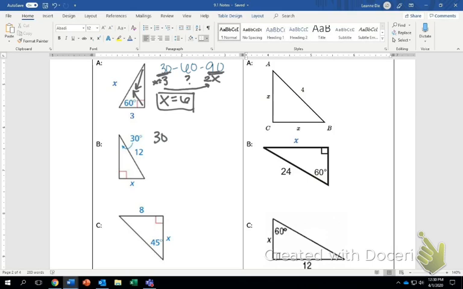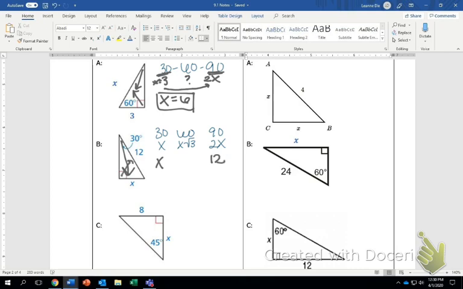All right, so we go to the next one, 30, 60, 90. Again, it's x times the square root of 3, and this is going to be 2x. All right, so then I put in my information. Across from my 30 is x. I don't know what it is, but that's what I have to solve for.